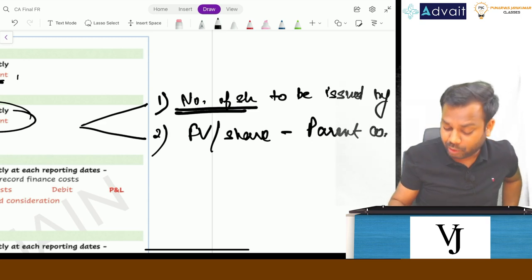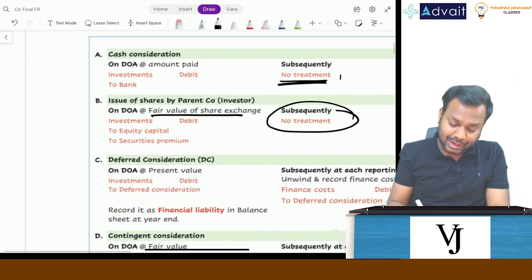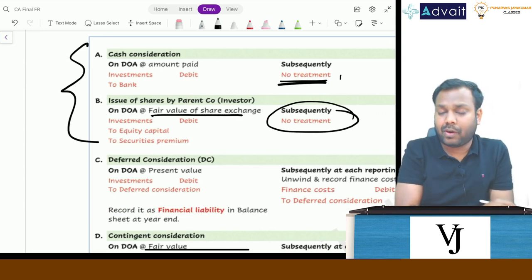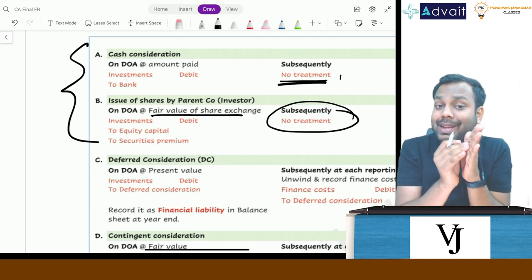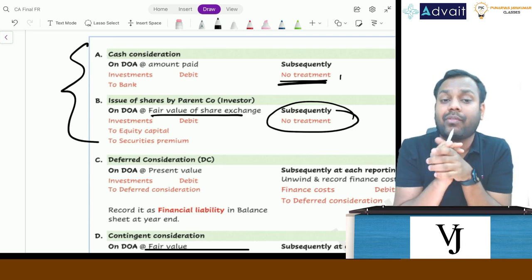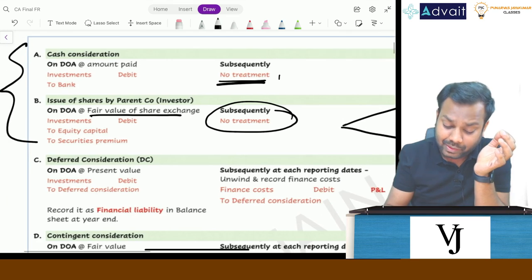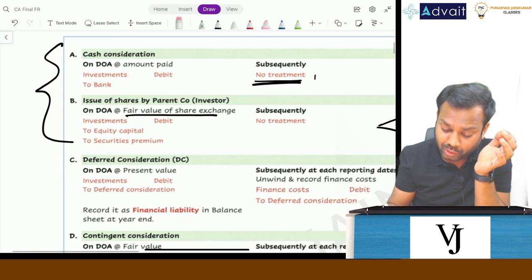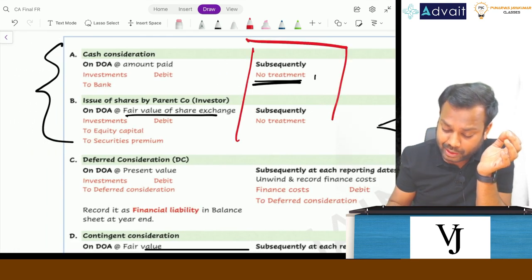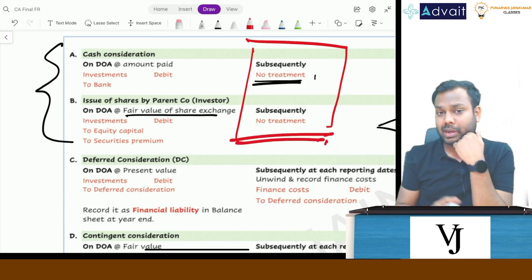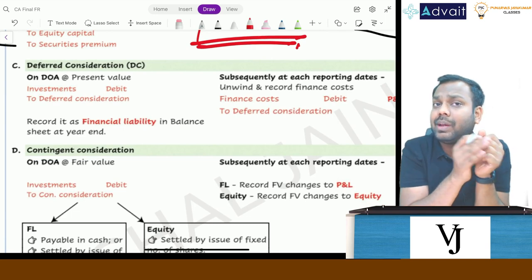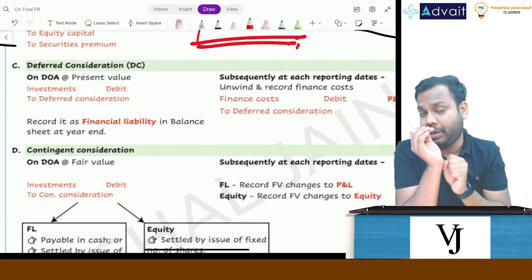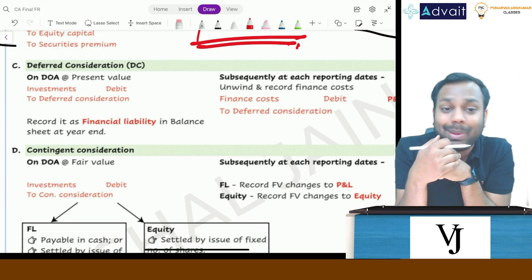Okay, so in the case of cash consideration and in the case of share exchange, the transaction gets settled on the date of acquisition itself, and hence there is no subsequent treatment. But let's come to deferred consideration. What is the meaning of deferred consideration? It means I have purchased the shares of the subsidiary today, but I have not paid the amount today.